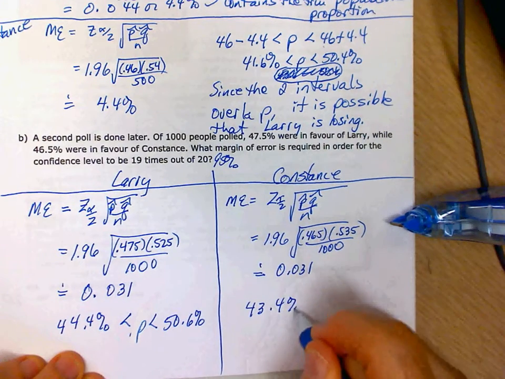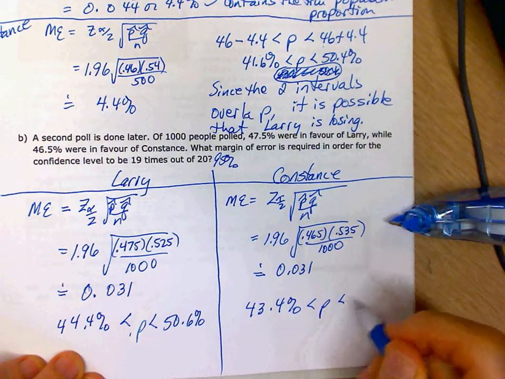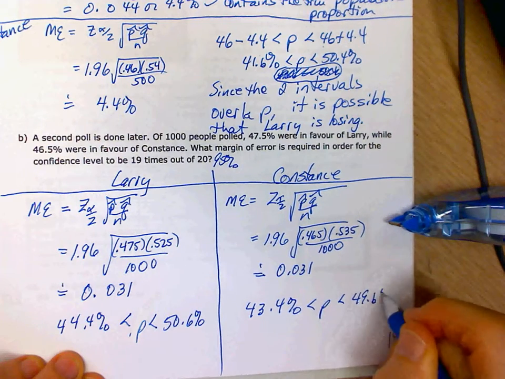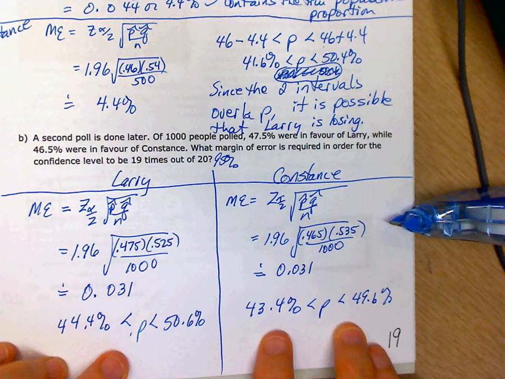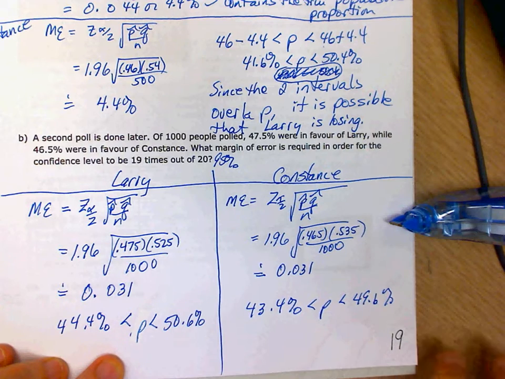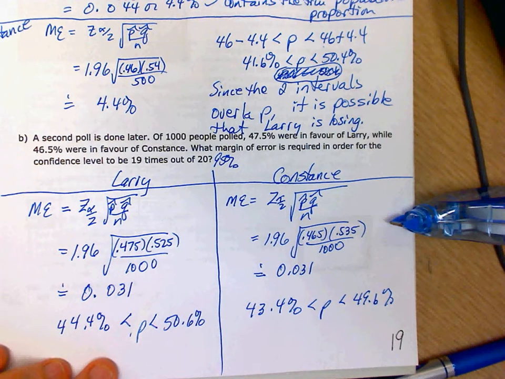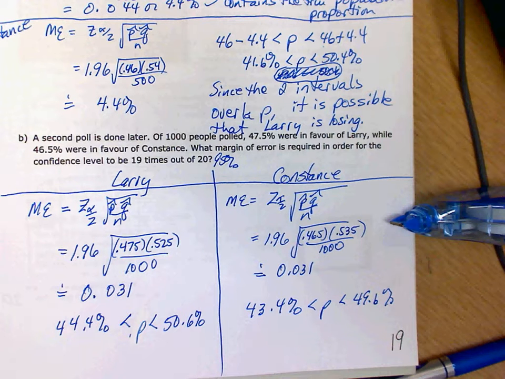So again, there's a lot of overlap here as well. I don't think that poll helped them very much. It's between Larry and Constance, right? Can I explain anything else?